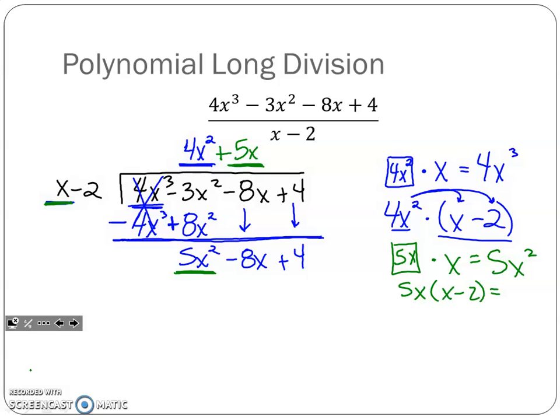So 5x times x gives me 5x squared. 5x times a negative 2 gives me a negative 10x. Everybody say it with me: we are going to draw the line and change the signs. This first term canceled, just like I made it to. Negative 8x plus 10x gives me a positive 2x. And then I'm going to bring everything else down. I've got a positive 4.